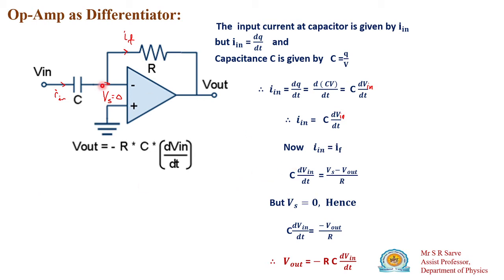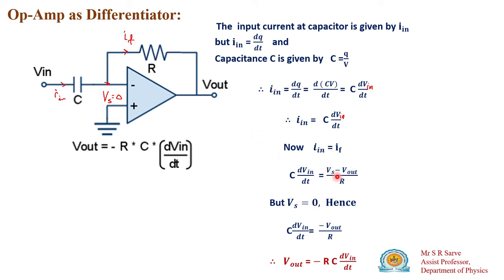Now if this is the virtual ground, the input current and feedback current are both the same, because incoming current is equal to outgoing current. The input current is equal to capacitance into the rate of change of input voltage with respect to time. That means there is charging of the capacitor with time, so voltage goes on increasing. The feedback current is given by Vs minus Vo divided by R.